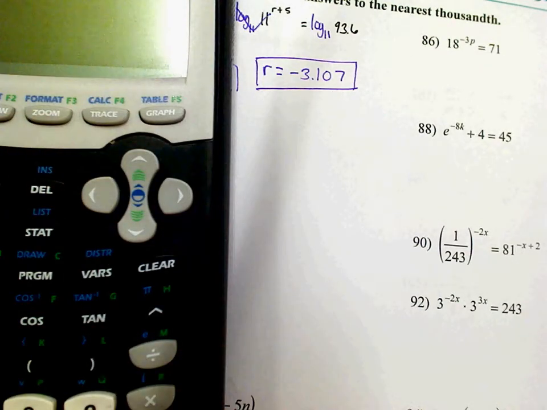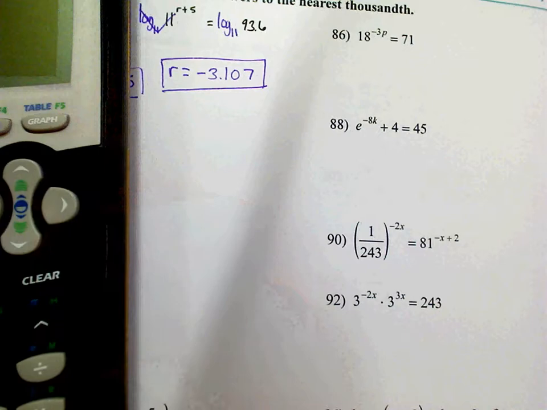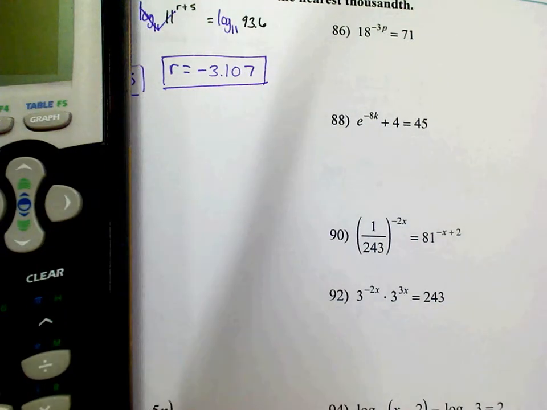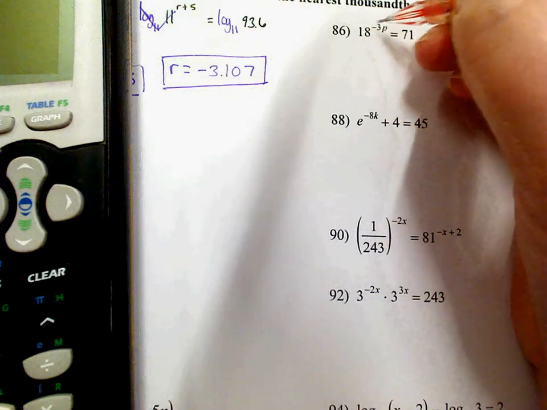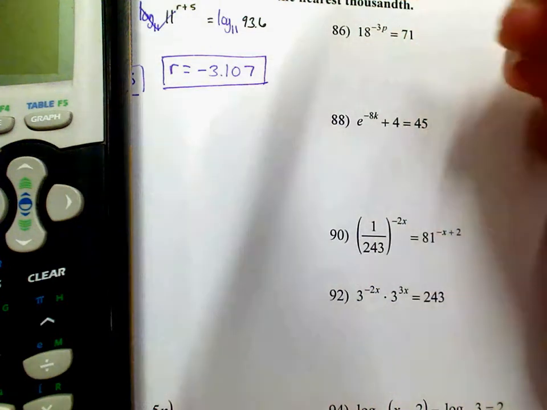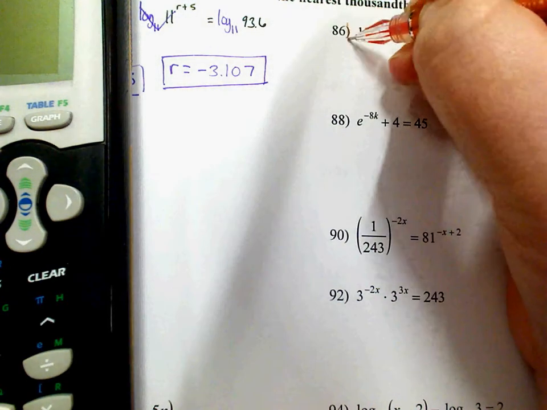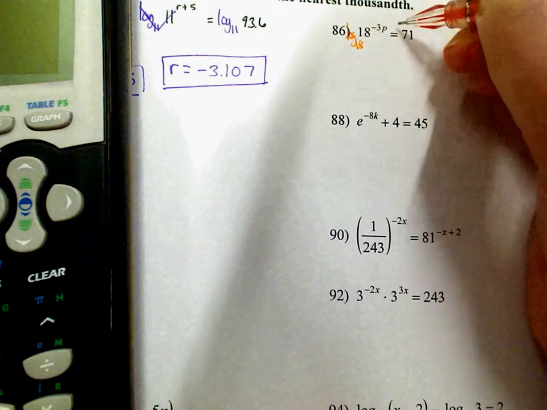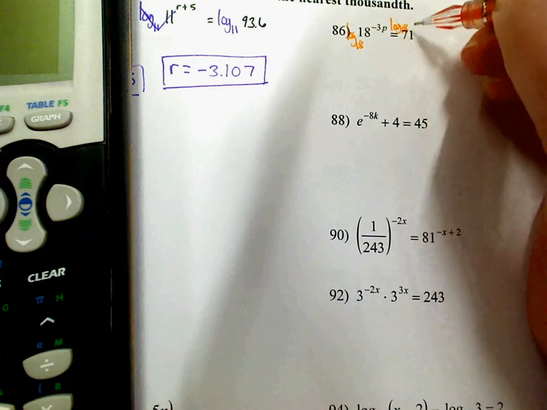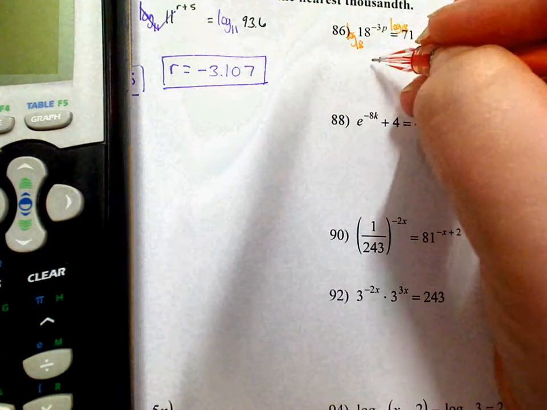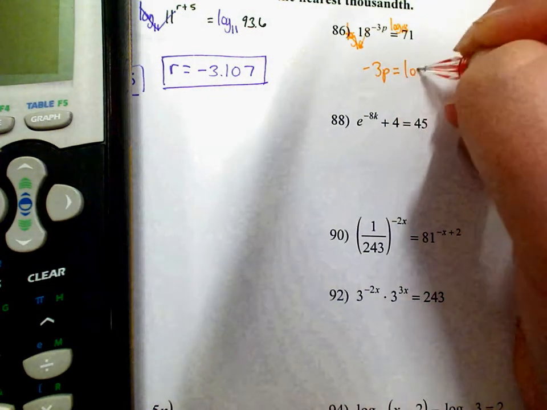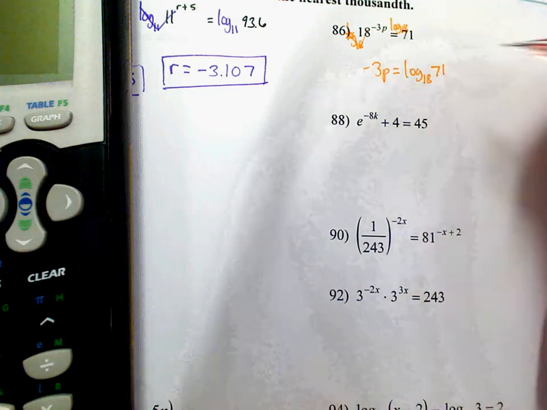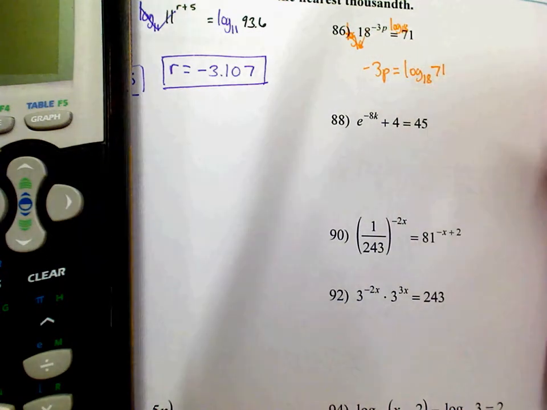So on 86, we could convert. Log base 18 of 71 equals negative 3p. Or you can think of it like this. It's 18 to some power, so the inverse of the exponential 18, base 18, is log base 18. So it's like we're going to take log base 18 of both sides. So think of it like this. I've got negative 3p equals log base 18 of 71, because the log base 18 of 18 cancel each other out over there.